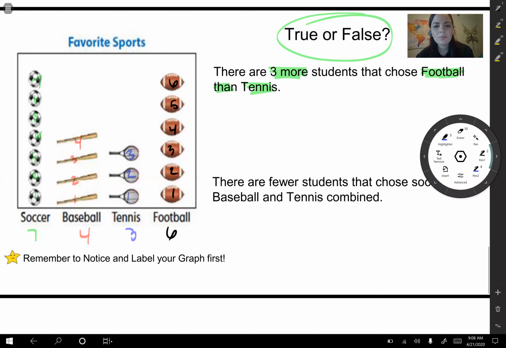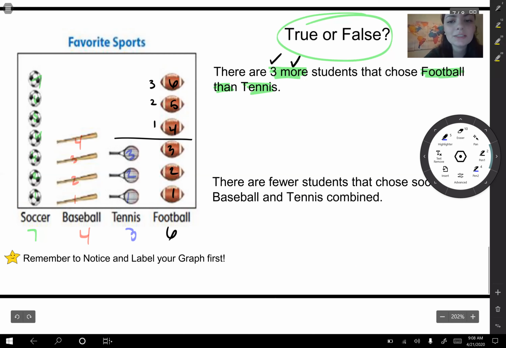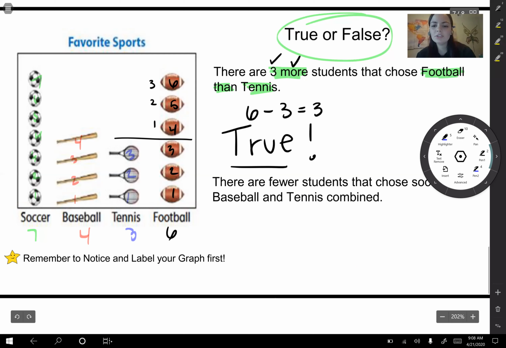There are 3 more football than tennis. So are there more football? Does it look like there are more football? Yes, there are more. So there are more, but are there 3 more? Well, let's see. I can just count these. 1, 2, 3. There are 3 more. Or I can also do 6 minus 3 equals 3. So this is true.